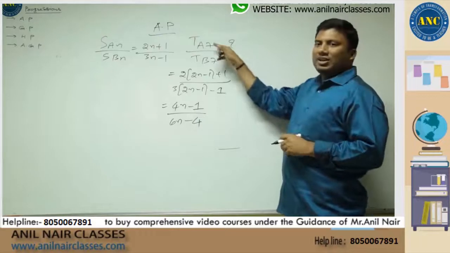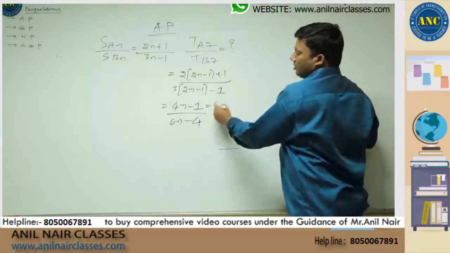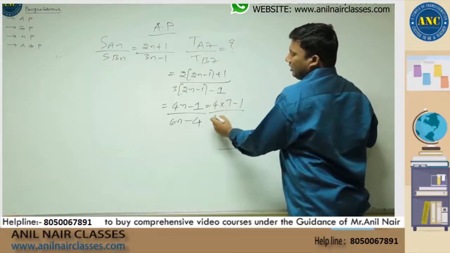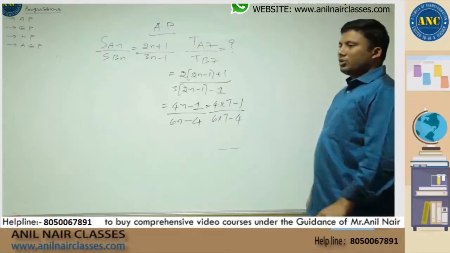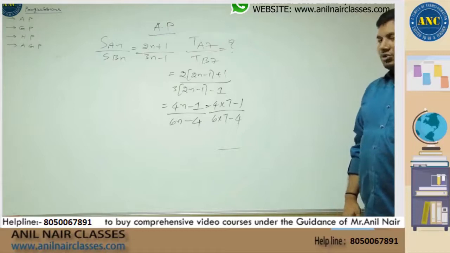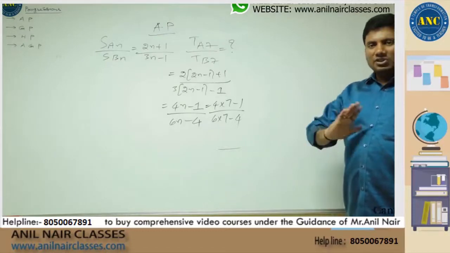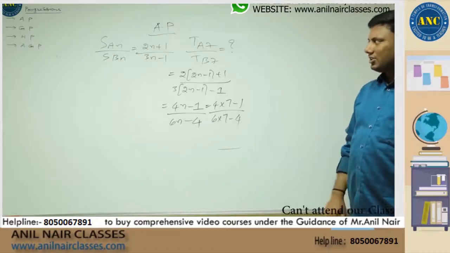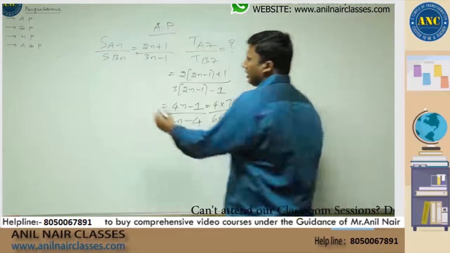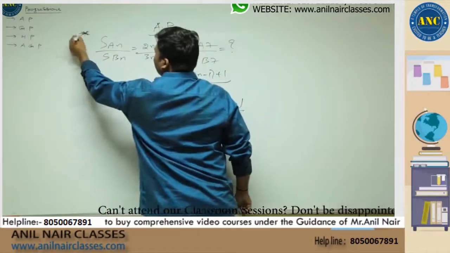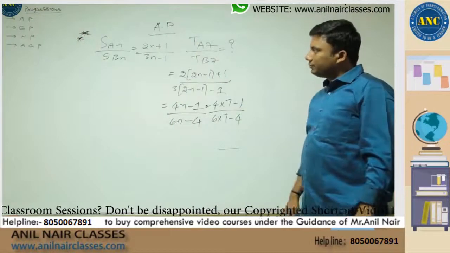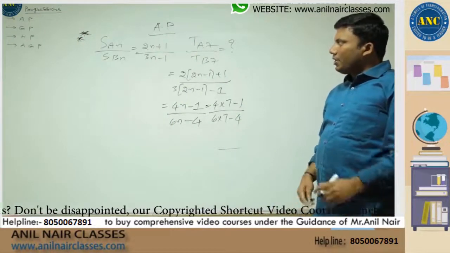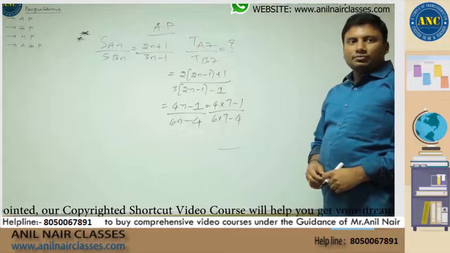What is the n value here? 7. 4 into 7 minus 1 by 6 into 7 minus 4. Otherwise, unnecessarily you will complicate things. Clear? Very easily you will get it if you understand. It is a very, very important joint two questions. Sum of n terms. I hope this concept is clear.